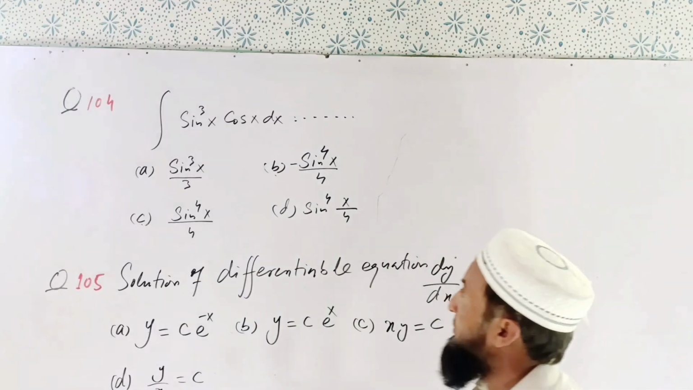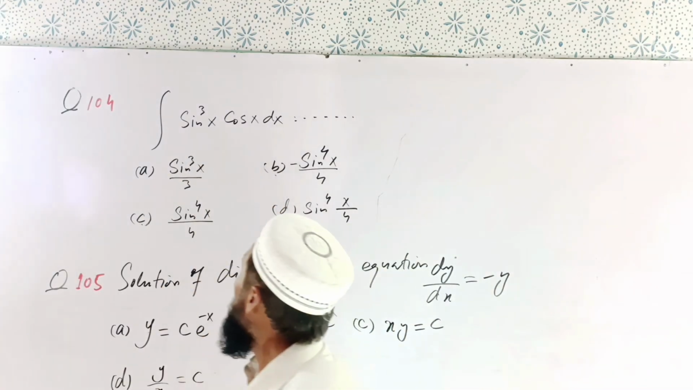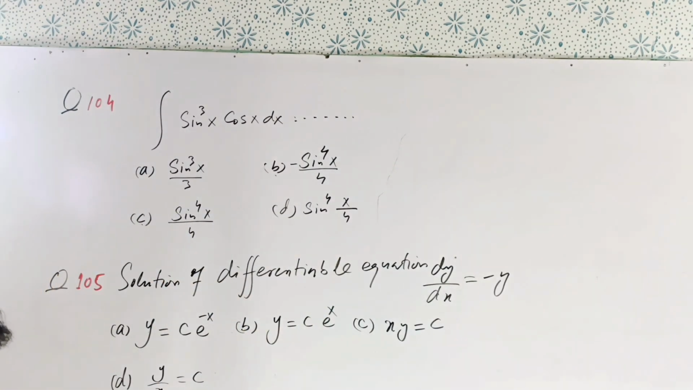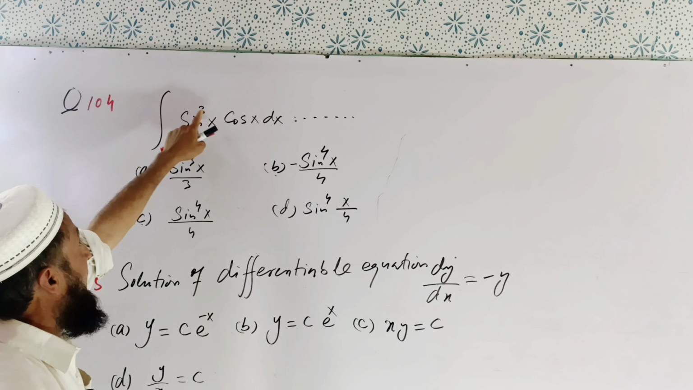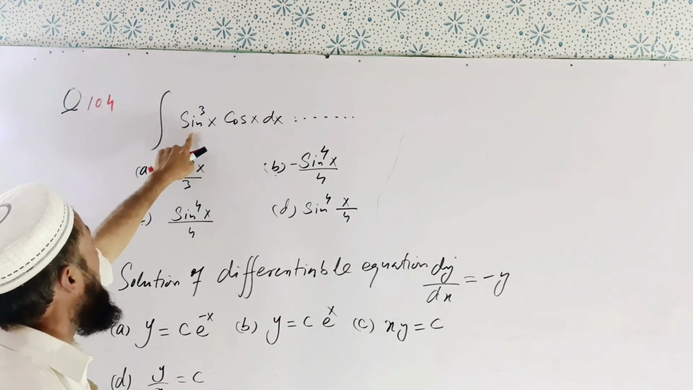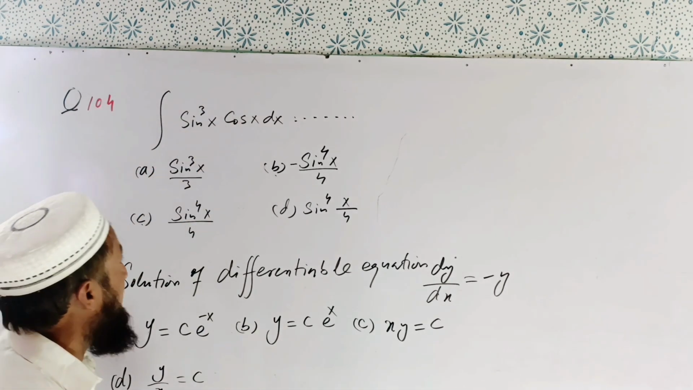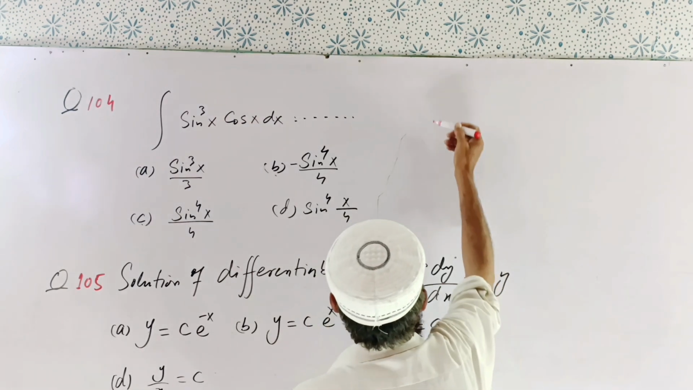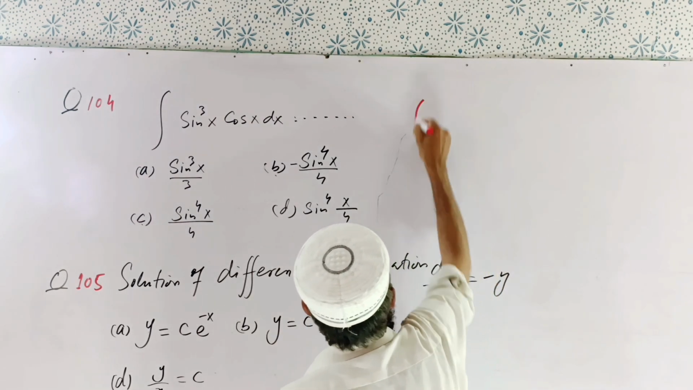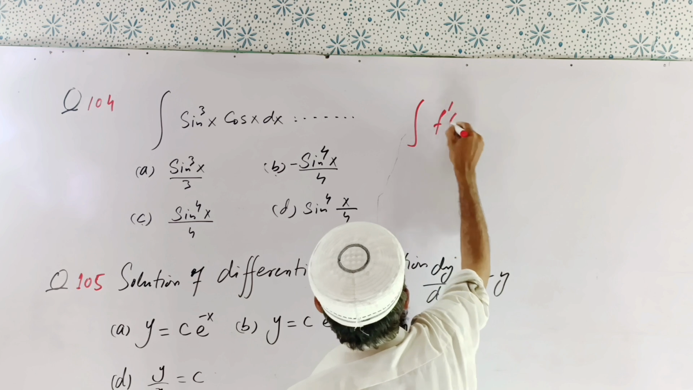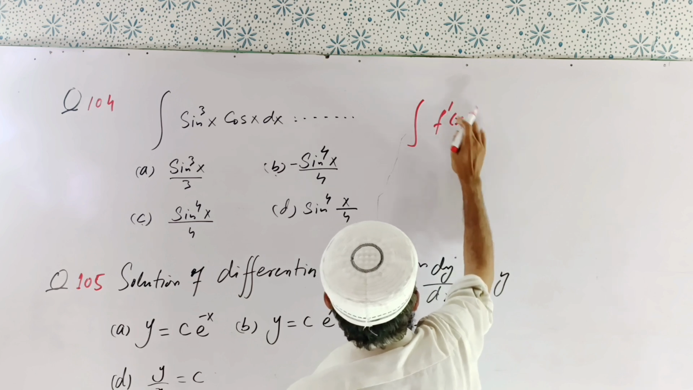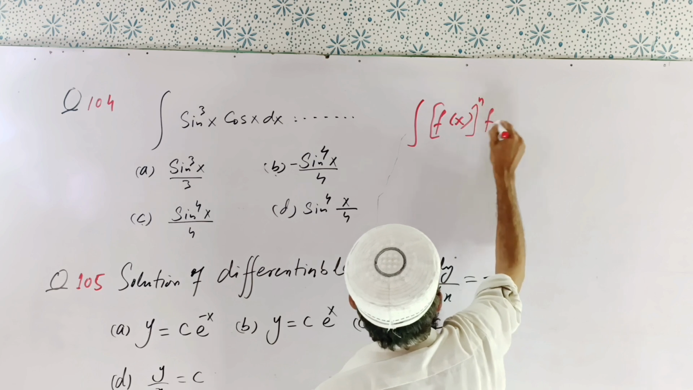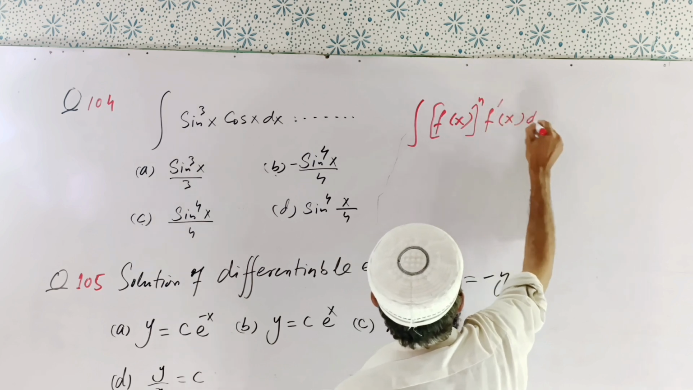For the integration of sin cube x cos x dx, what is the result? Look here, if we ignore the power 3, the derivative of sin x is equal to cos x. So we use the rule of integration: the integral of f of x whole power n times f dash x dx.